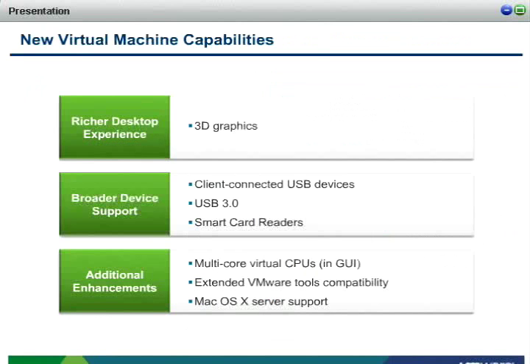So the last piece just on the infrastructure componentry, we've also done a lot of work related to the virtual machines themselves. So virtual machines in this particular release, we have some better support for 3D graphics using things like Windows Aero, USB 3, some smart card reader support, client-connected USB devices, and then also some other support around things like Mac OS X, some better use of cores through the actual GUI and from the virtualization side, and a variety of other components.